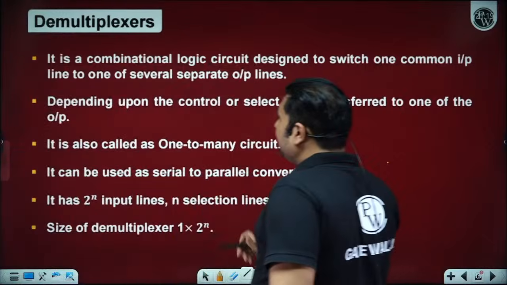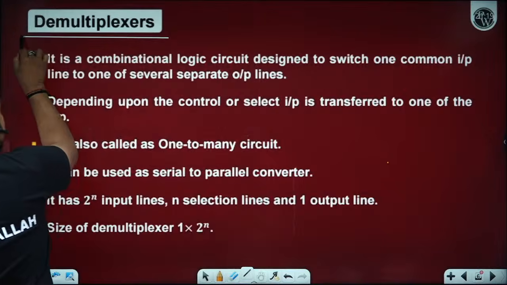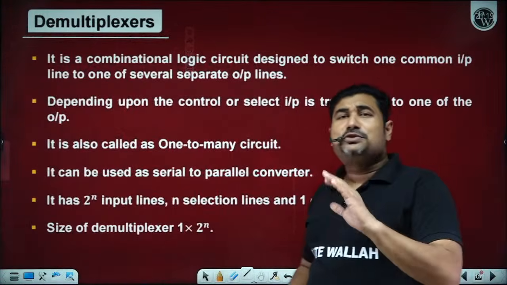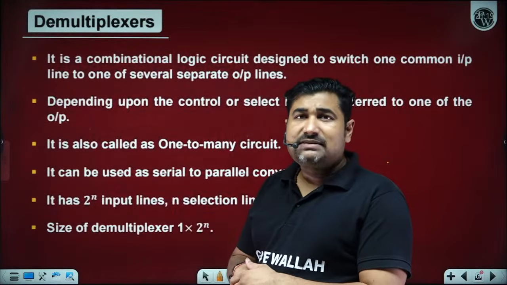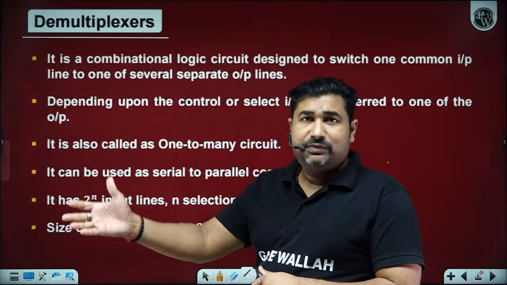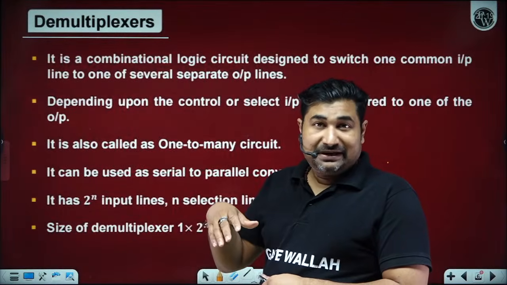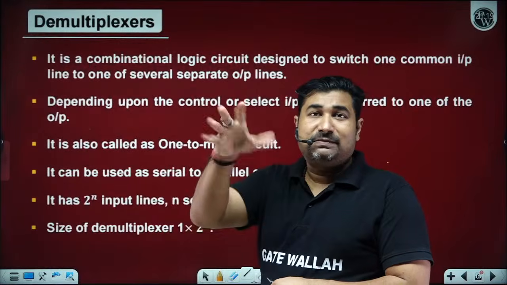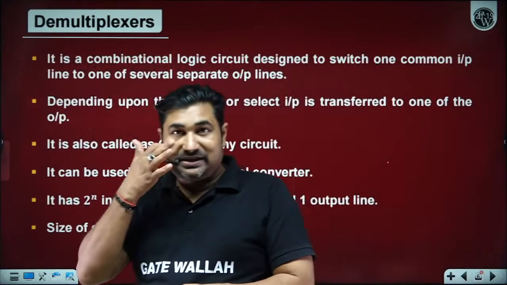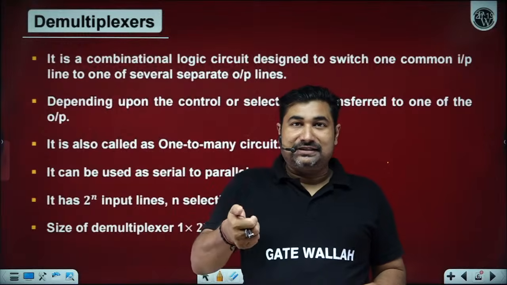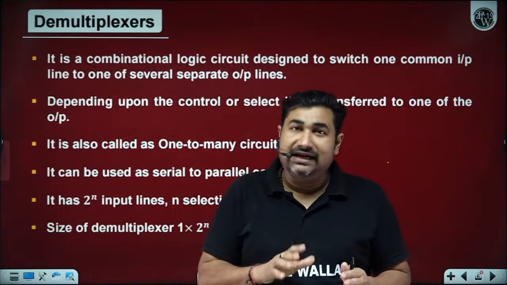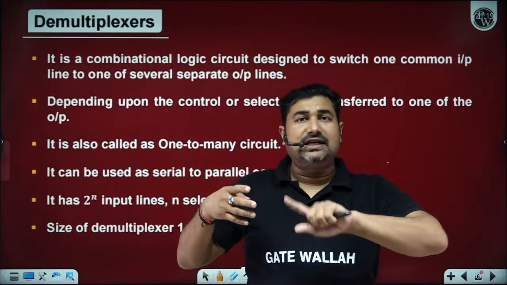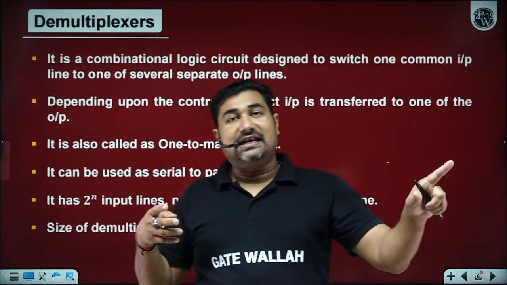Now please observe here, demultiplexer. It is just opposite to the multiplexer. What is the role of multiplexer? Multiplexer will have many inputs and one output. Like in our television, if many signals are coming, only one is displayed on the display unit, based upon your channel selection. So multiplexer works like that. Multiple input, single output. One of the inputs is transferred to the output depending upon the select or control line.